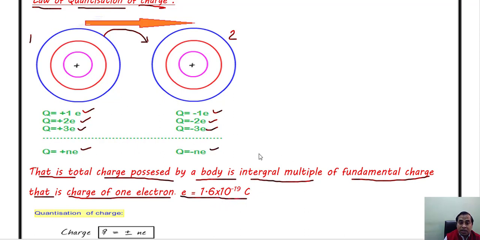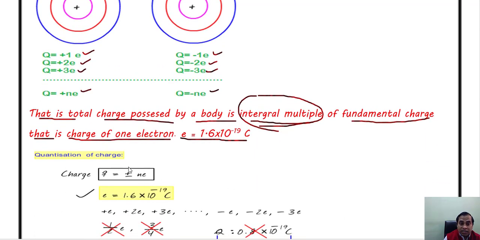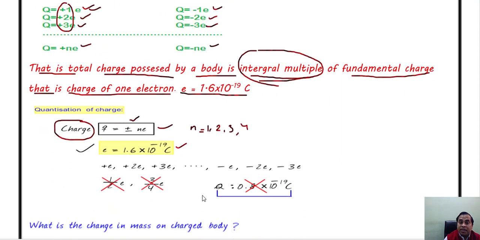Okay, what is the meaning of integral multiple? Integral multiple means either one time, two times, three times, four times. That is, it can be plus or minus n times E. Total charge possessed by a body is equal to plus or minus nE, where n can be 1, 2, 3, 4, etc., any whole number. And E is the charge possessed by an electron, which is 1.6 times 10 to the power minus 19 coulomb.